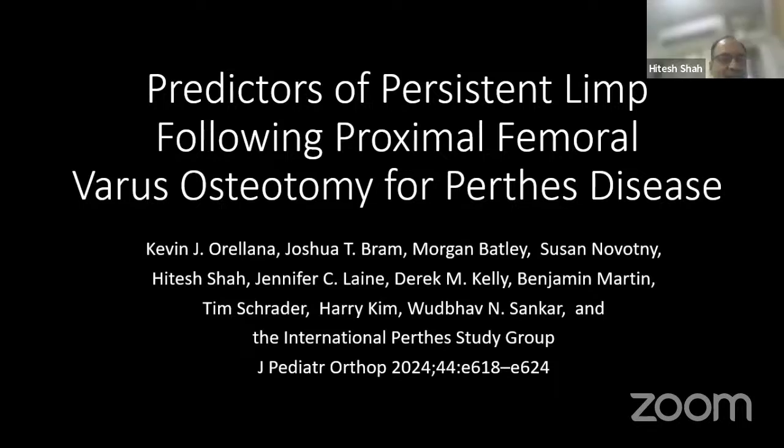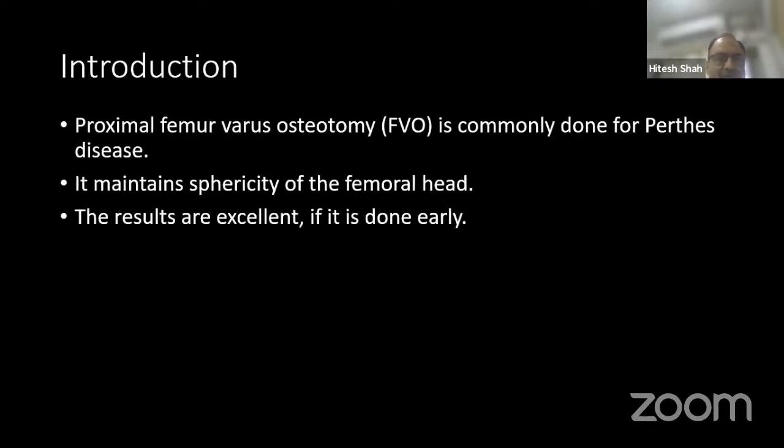I'll quickly go through my paper because this is the international study group paper. It's not my one. It's from many surgeons, 24 surgeons from different parts, mostly from the United States of America. This is a study on the predictors of persistent limp following a proximal femur varus osteotomy for Perthes disease.